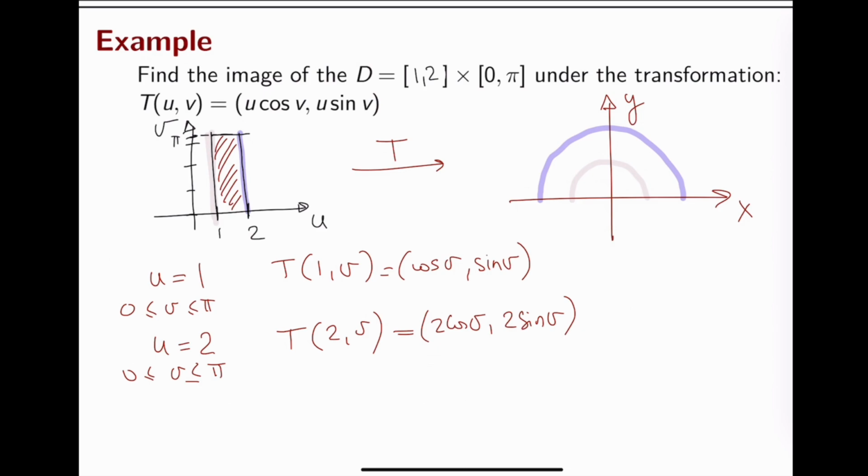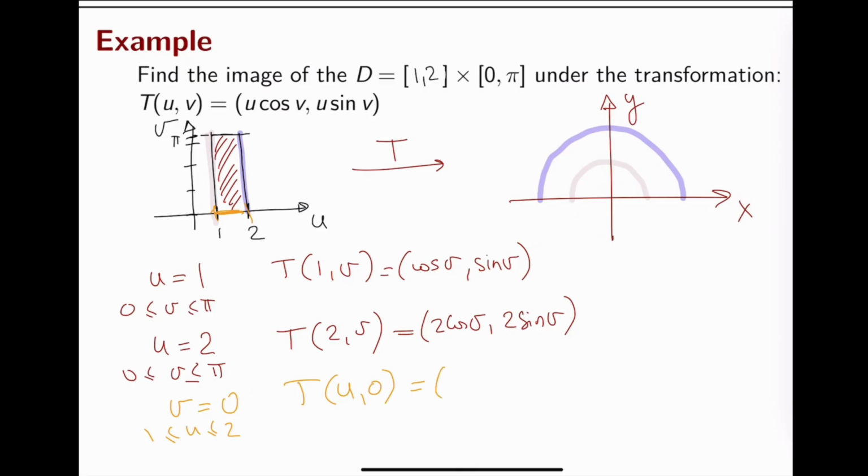Now let's see what happened with the other two segments. Let's see what happened with this segment here. This segment is determined by a line also, but now the line is v equals 0, and u will vary between 1 and 2. When we do the transformation here, u is just u, but v is 0. And so when we plug it in here, we're going to have u cosine of 0, which is 1.